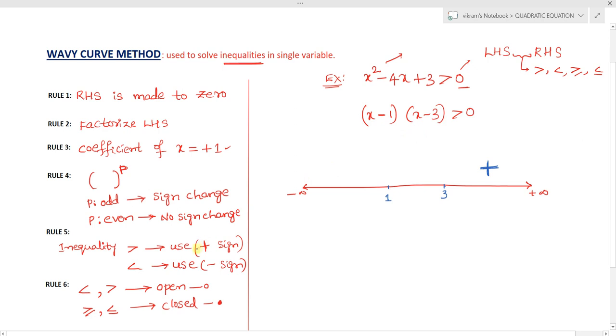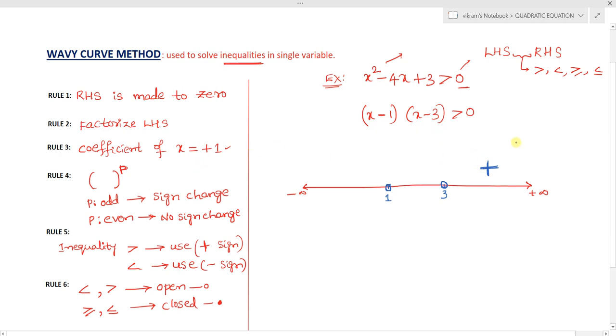Now for the inequality, go for rule 5. Here we have x minus 1 and x minus 3, and the inequality is greater than. Greater than means the values are not included, so 3 has to be represented with a small circle. Please watch the previous video and you can understand. If it is greater than, the values are not included, so we represent them with small circles. 1 and 3 are not in the solution. So now it is plus.